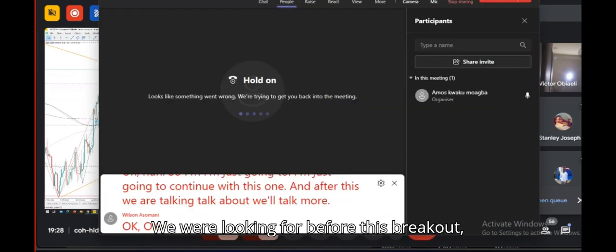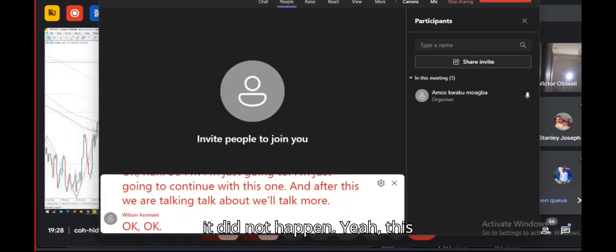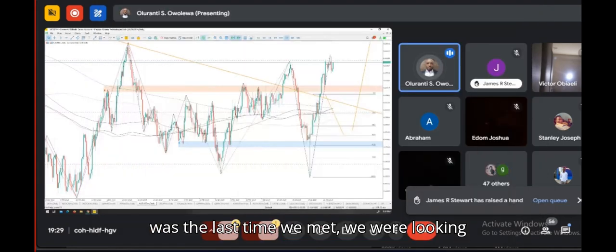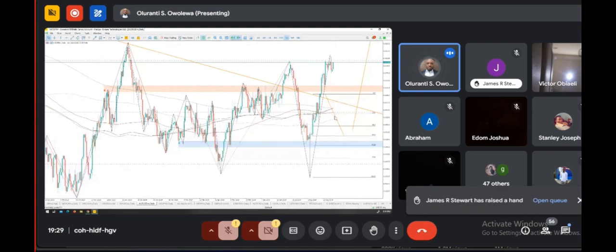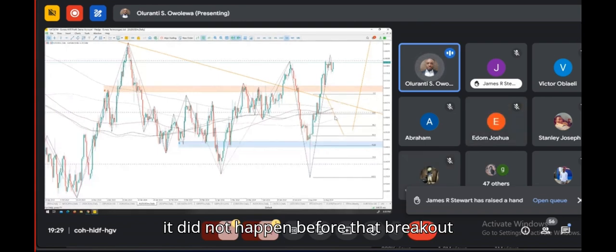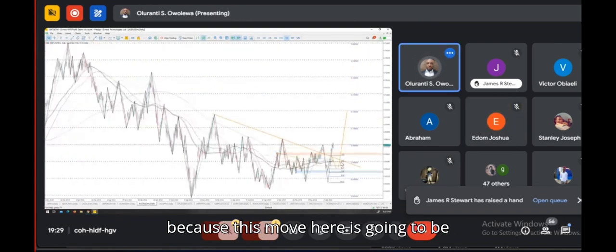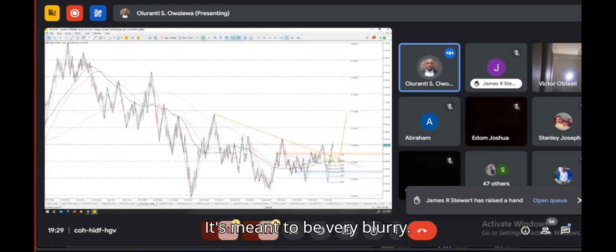We were looking for a breakout before this, and it did not happen. Yeah, this was the last time we met. We're looking at a possible retracement into this 50. But you can see it did not happen before that breakout, because this move here is meant to be very bloody.